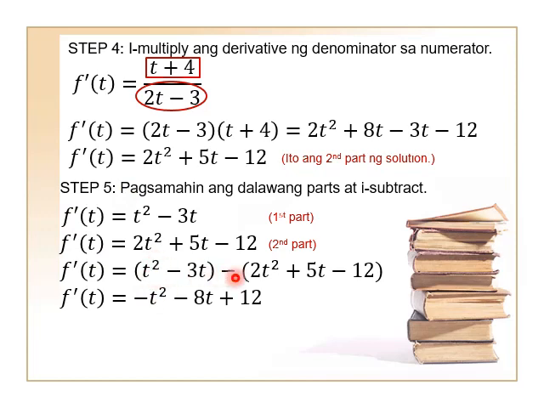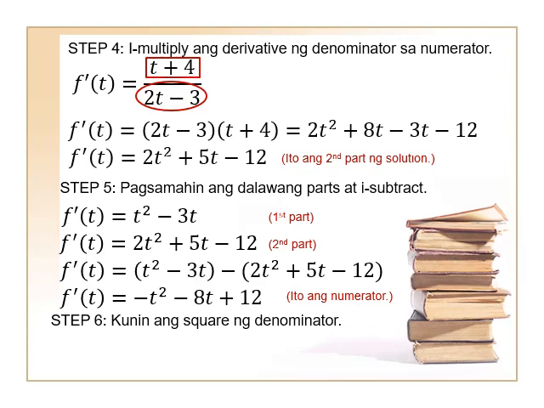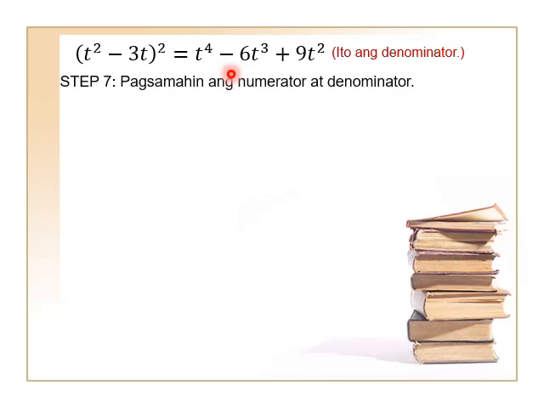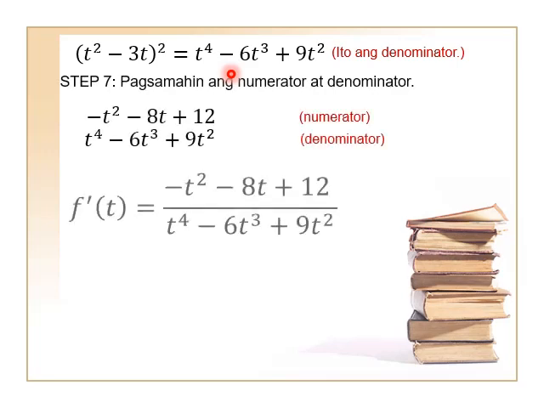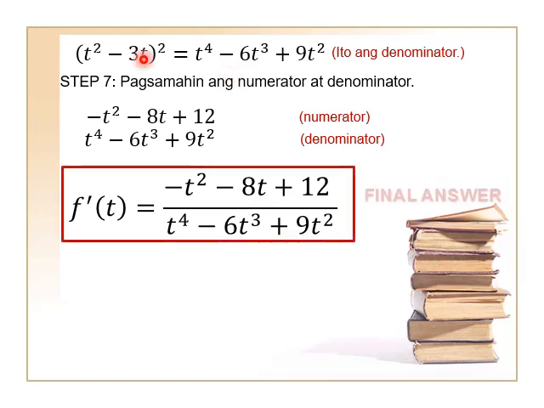t squared minus 2t squared magiging negative t squared. And then negative 3t minus 5t is negative 8t. And then, negative times negative dito magiging positive to. Okay, ito yung numerator. Kukunin natin ang square ng denominator. Ang square ng t squared minus 3t is equal to this: t raised to 4 minus 6t cubed plus 9t squared. Pagsamahin natin ang numerator at ang denominator for the final answer. So, this is what we have.